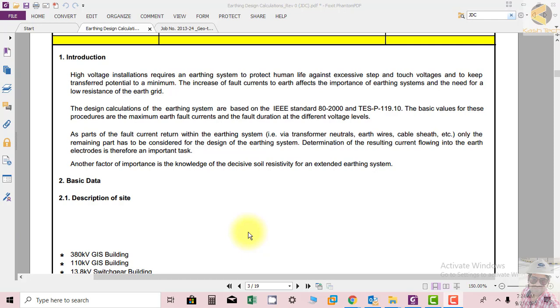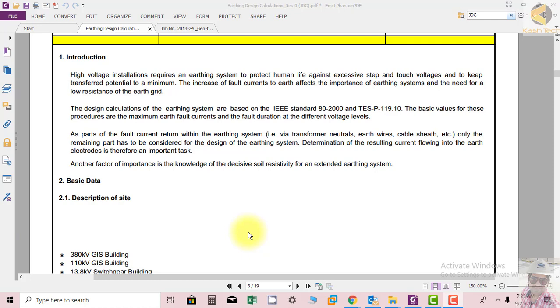So we have to design the earthing system so that step and touch potential should be within the permissible limits. The increase of fault current to earth affects the importance of the earthing system and the need for a low resistance of the earth grid. So if the earth resistance is high, it will be difficult for a fault current to flow to the ground. So this is one of the issues.